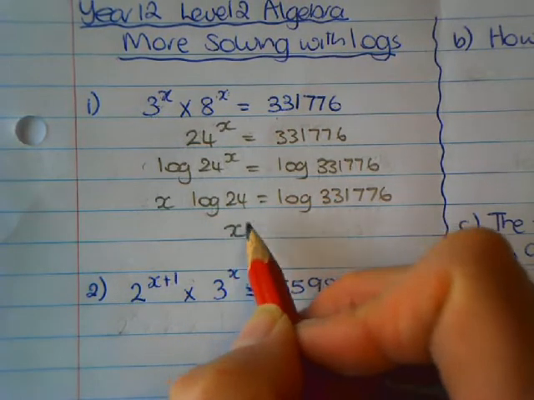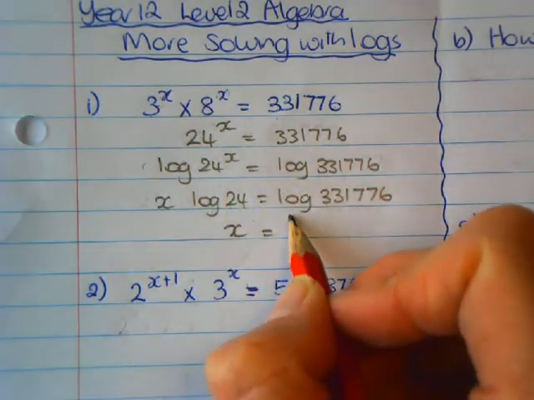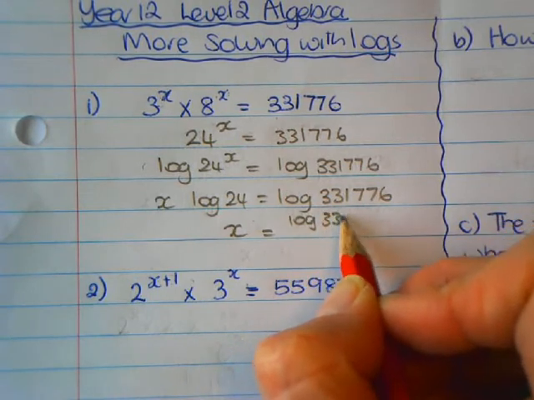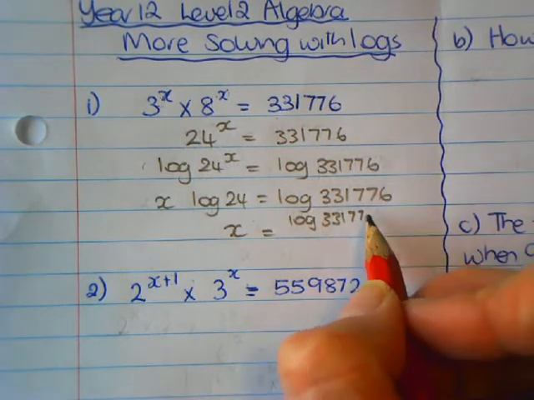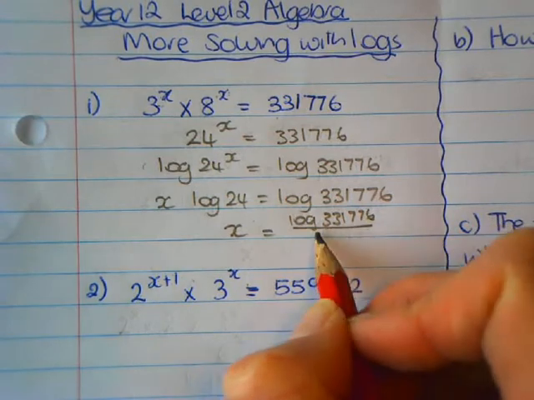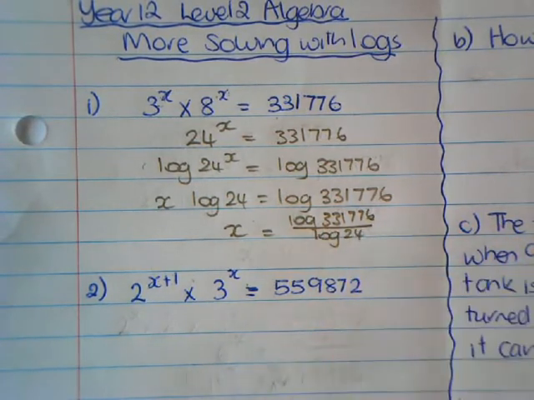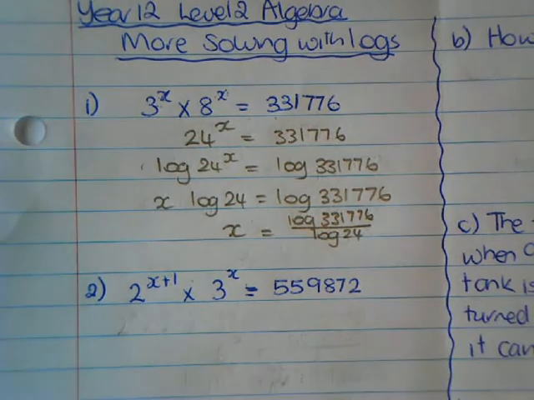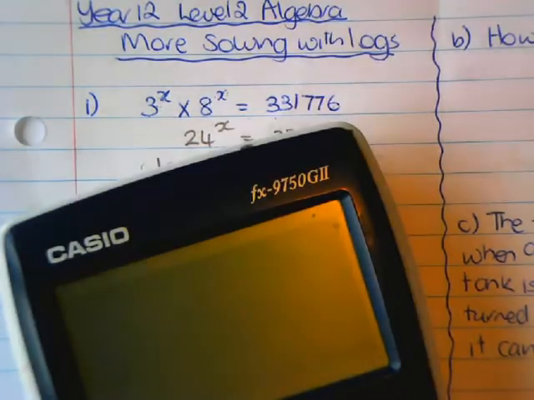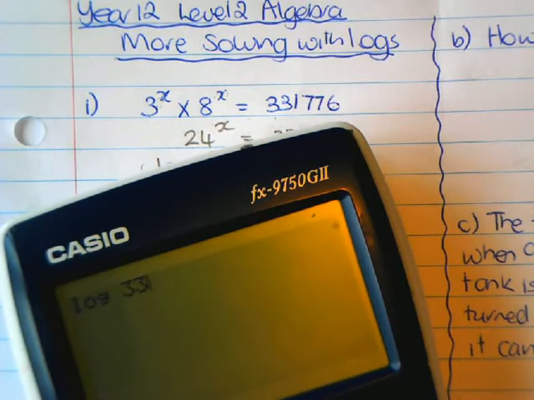Now, just to rearrange it, instead of multiplying, I'm going to divide. x equals log 331,776 divided by log 24. Let me grab our calculator. So we do log 331,776, divided by log 24, and the answer is 4.